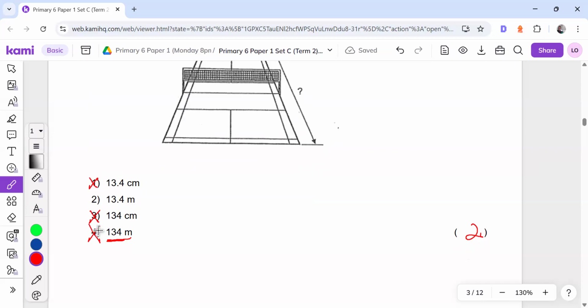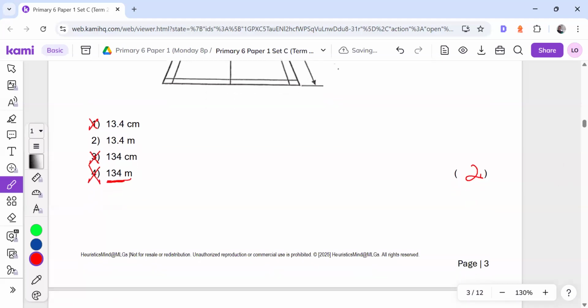So it cannot be number 4. So you're left with number 2, which is about 13 meters. All right, so this is how you estimate to see what the answer is. But you must know what a badminton court is first, because if you have never seen a badminton court, then you can't do this, right? So you must make sure you have seen a badminton court before.